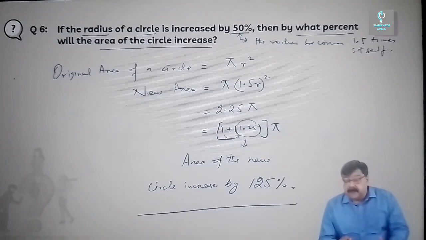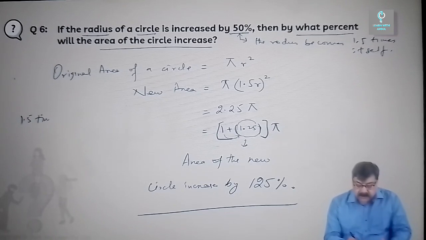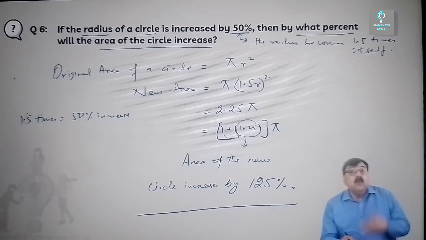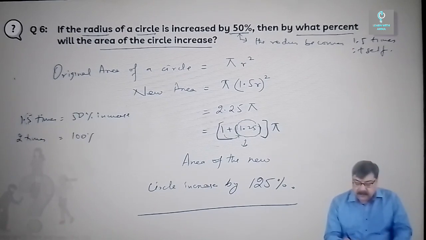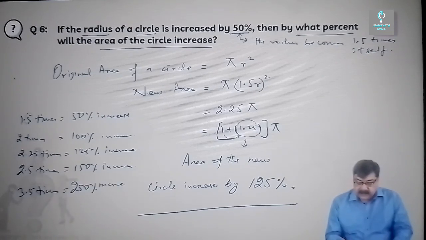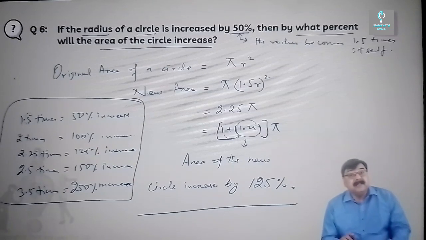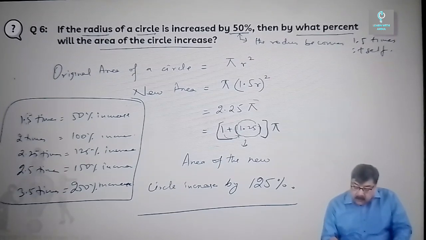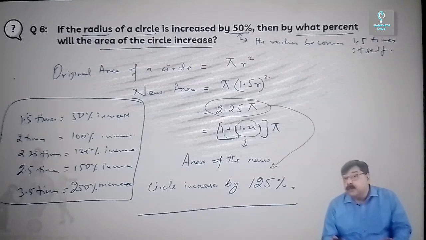So, as we have already learned in percentages, 1.5 times is 50% increase, whatever comes apart from 1. The amount of figure more than 1 is 0.5, which is 50%. So, similarly, 2 times is 100% increase. 2.25 times is 125% increase. 2.5 times is 150% increase. Now, similarly, 3.5 times shall be 250% increase. So, these are the basic fundamentals that we had learned in percentages as well. Just revising them with the purpose to understand how we got 125% increase from 2.25 times.